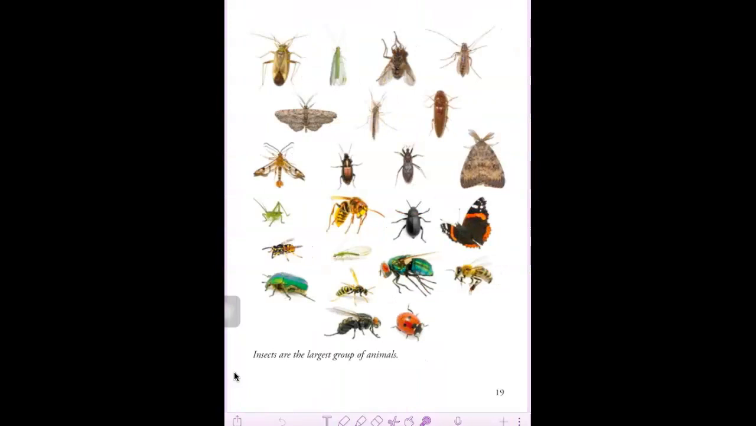And here's a picture of insects, which are the largest group of animals.